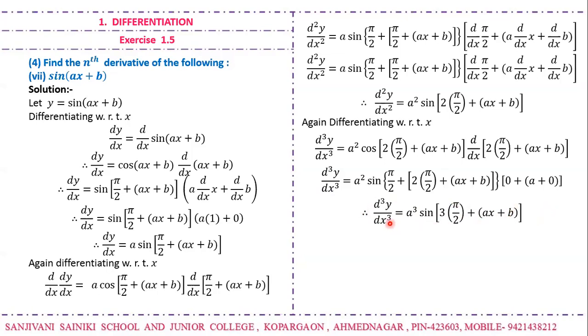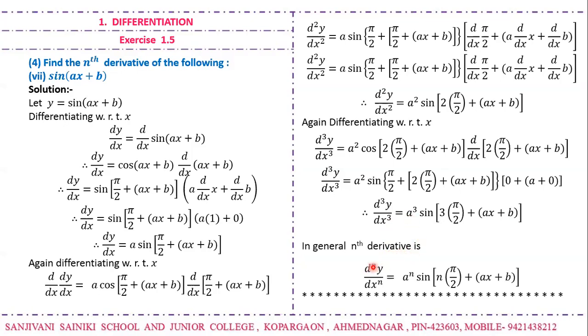So by generalizing, we can write the nth order derivative as d^n y by dx^n equal to a raised to n sine of n times pi by 2 plus ax plus b. So this is exercise 1.5. From that fourth type, we have to find the nth order derivative. Now we will continue the same type of examples in our next lecture.